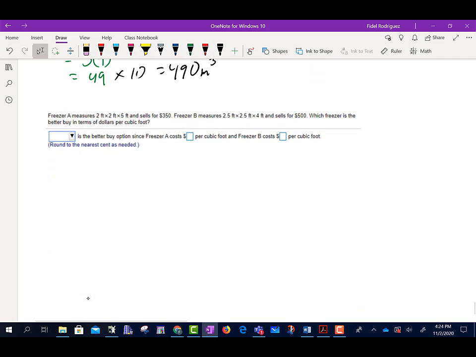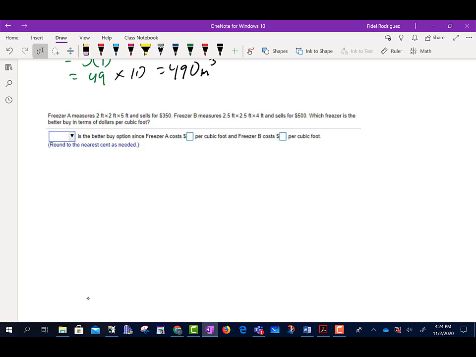All right, so here is the last problem, and it says freezer A measures 2 feet by 2 feet by 5 feet, sells for $350. Freezer B measures 2.5 by 2.5 by 4 and sells for $500. Which freezer is the better buy in terms of dollars per cubic foot?